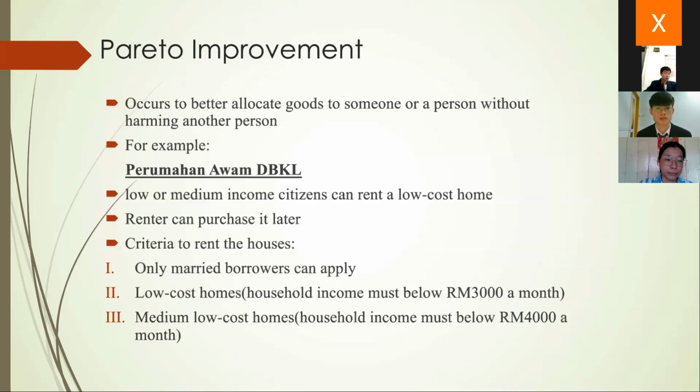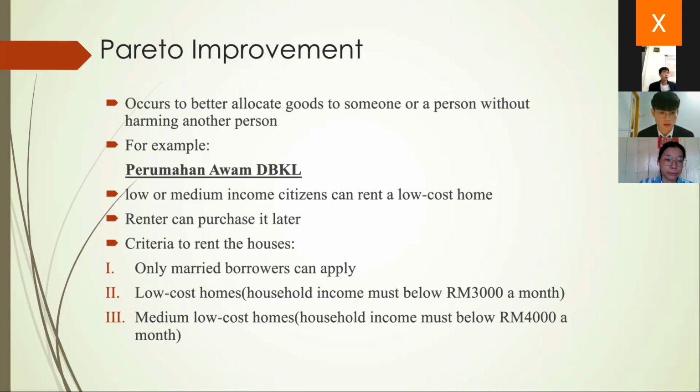So next is Pareto improvement. Pareto improvement occurs to better allocate goods to a person without harming another person. For example, government has carried out a project called Perumahan Awam DBKL. So this project is for low or medium income citizens to rent a low cost home. The renter can purchase it later if they want to.